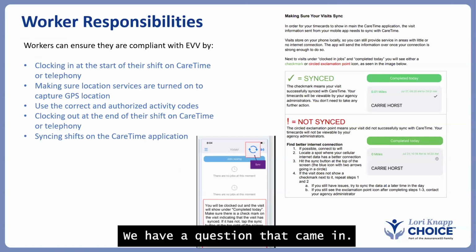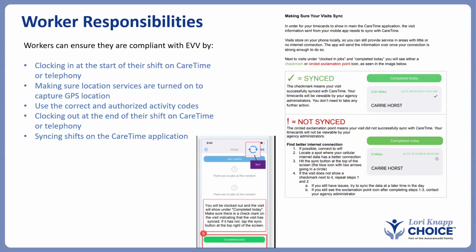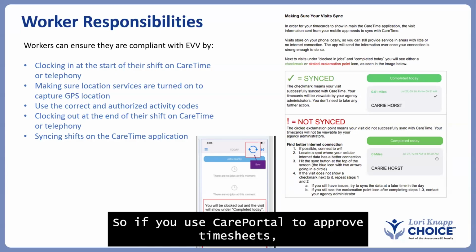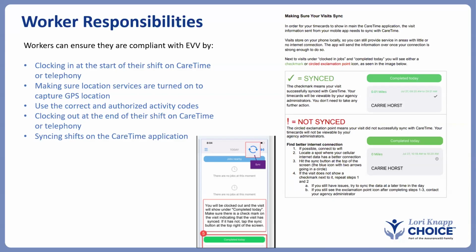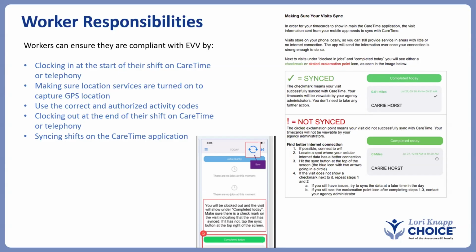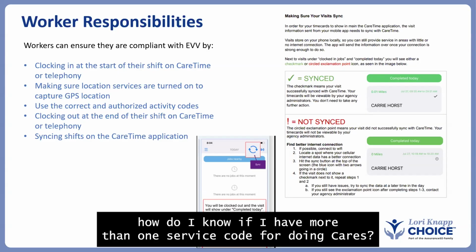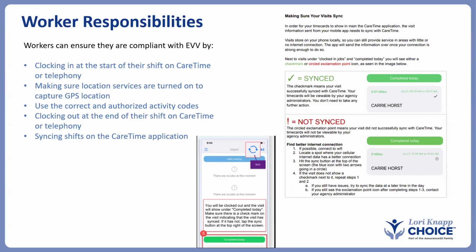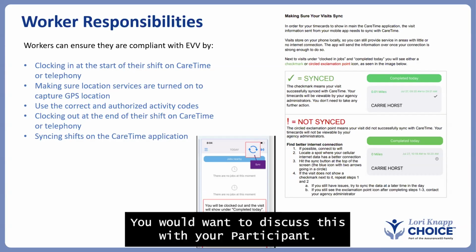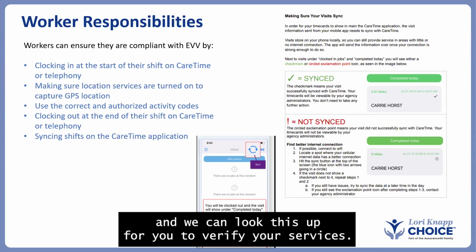We have a question that came in. Do we have to keep entering the hours on the old and new website? So if you use Care Portal to approve timesheets, that is the only method that you would need to use. Another question. How do I know if I have more than one service code for doing cares? You would want to discuss this with your participant. You can also call in to our EVV at Lori Knapp and we can look this up for you to verify your services.